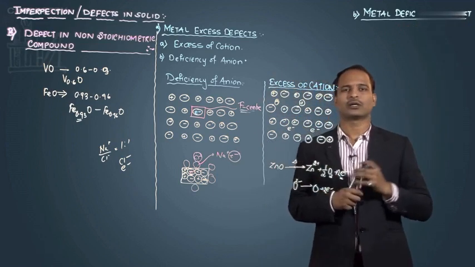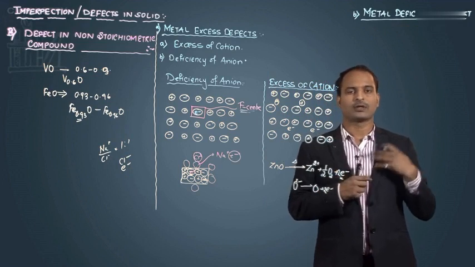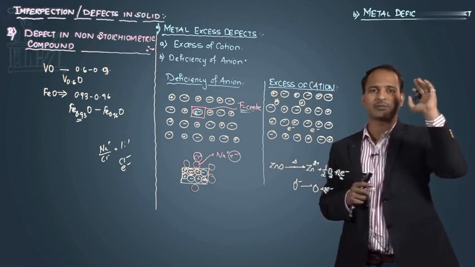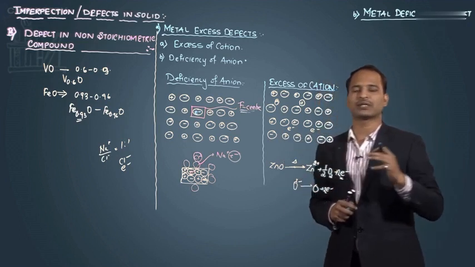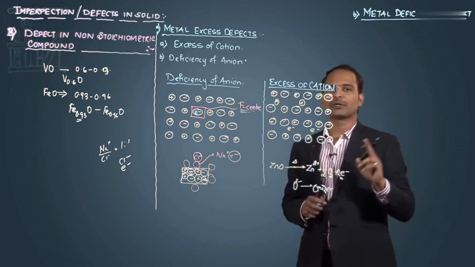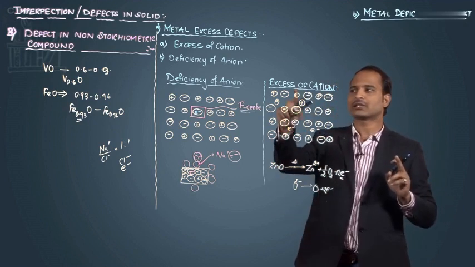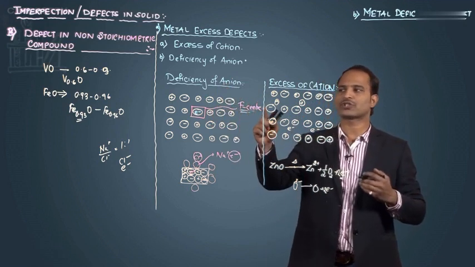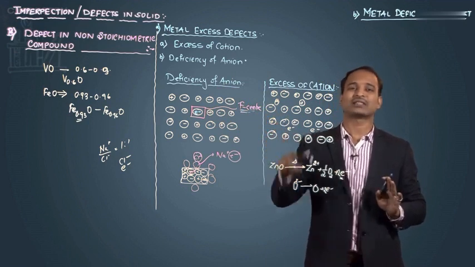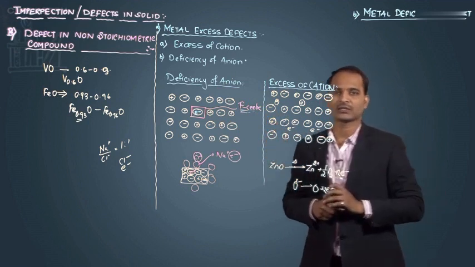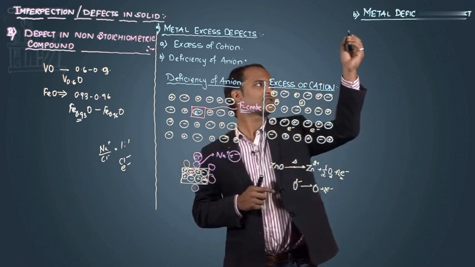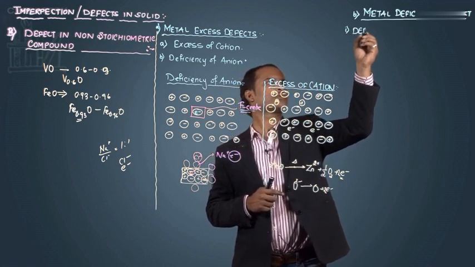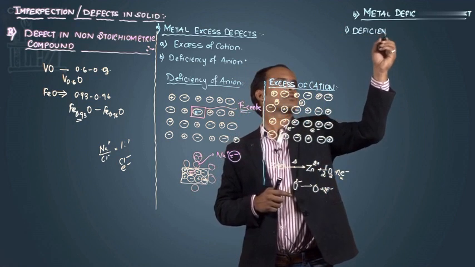So in a metal deficiency defect, we are again having two types. Like here we have a metal deficiency defect, that is, the cations are less in number and the anions are more in number. So there will be two types. Cations are less in number, that is due to the deficiency of cation, so the number of cations will decrease. And the second type is the excess of anions. So now let's talk about the first type, that is deficiency of cation.